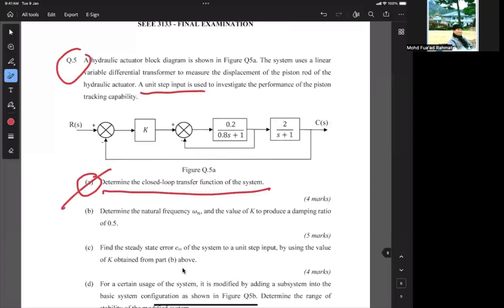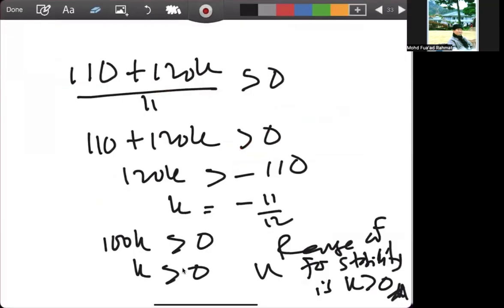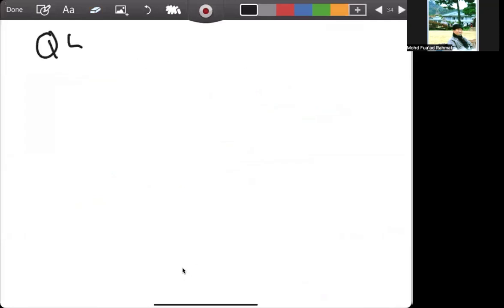So this one is feedback, cascaded, and then find the feedback 1, feedback 2. So what I will do is something like this. Question 5a: find the closed loop transfer function.